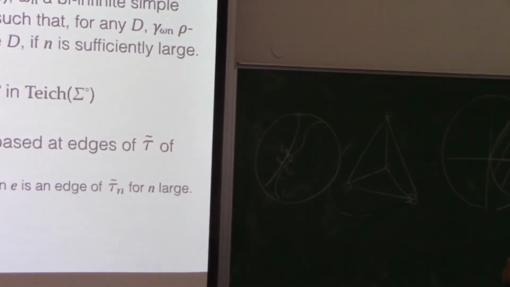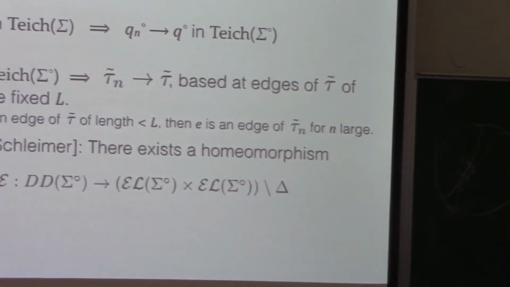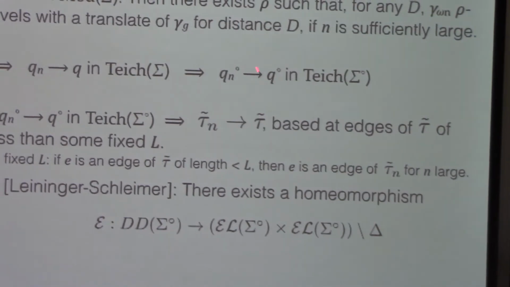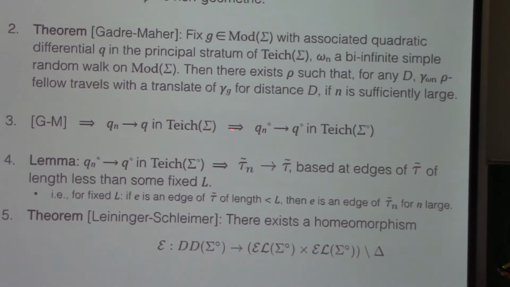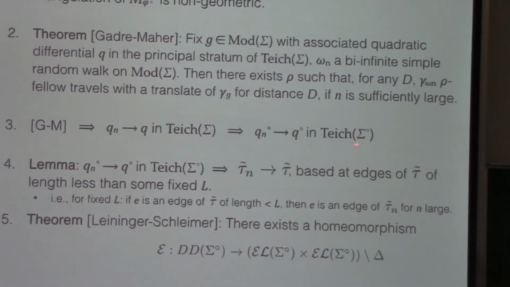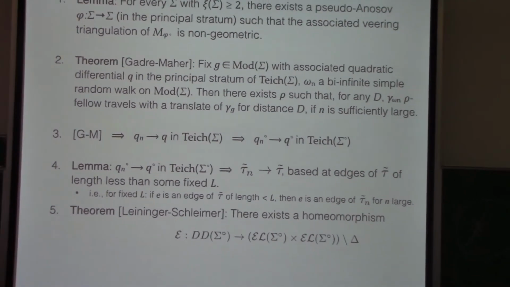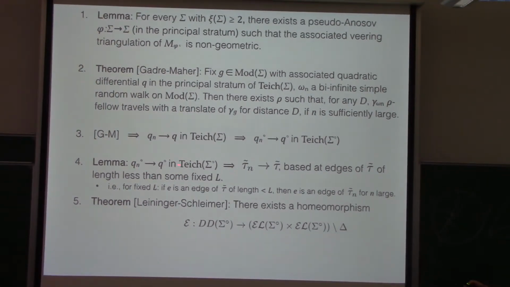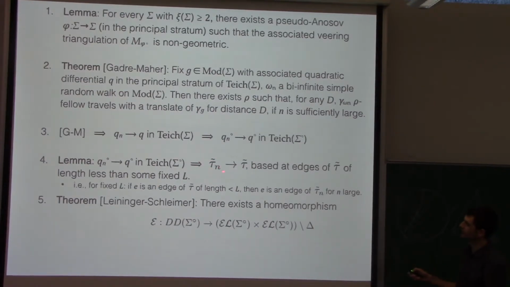And so I get quadratic differentials converging. And then my quadratic differentials after puncturing, so this is lifted to the Teichmüller space of the punctured surface, also converge. It's not too hard to show. And then I need a lemma that says, if I get convergence of these quadratic differentials in my punctured Teichmüller space, then my veering triangulations in my infinite cyclic cover converge.